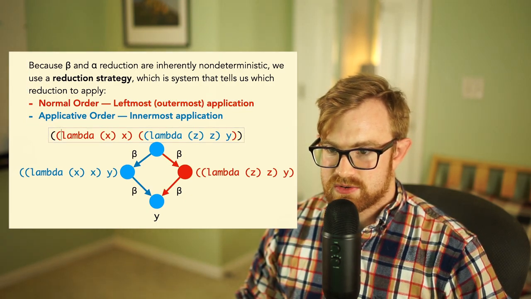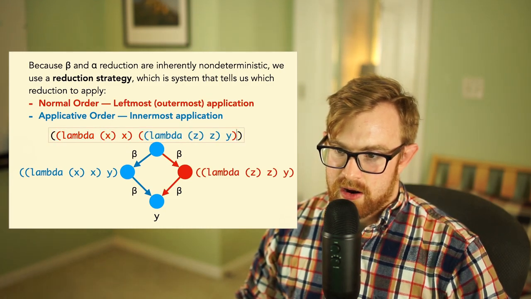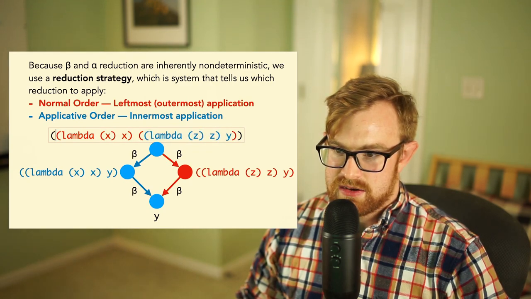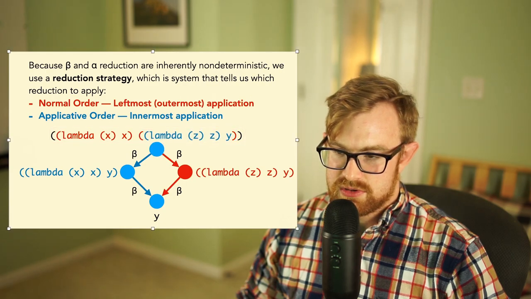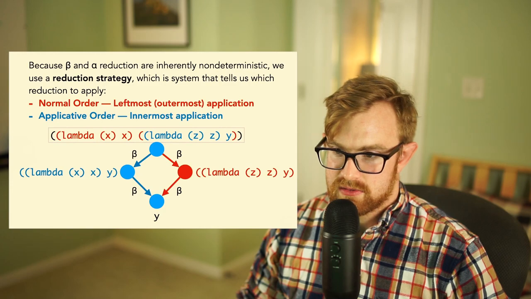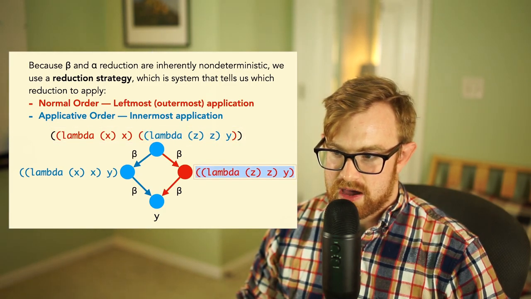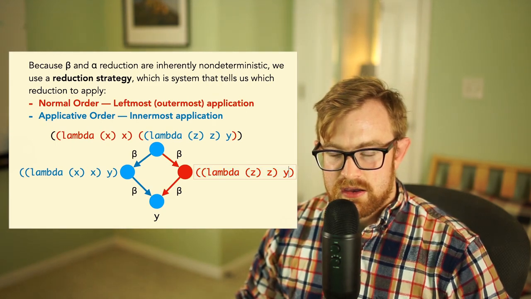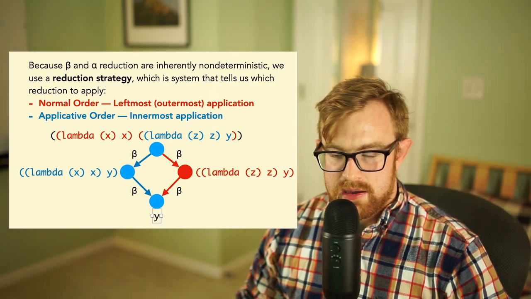So in this case, we've got this outermost application here, where we can just take this lambda and apply it to this argument. Then we'll step down to this right-hand side, where we take this body that we got from replacing with this argument. And so we've got lambda z z and then y. Here we only have one potential redex, and so we just step to y.